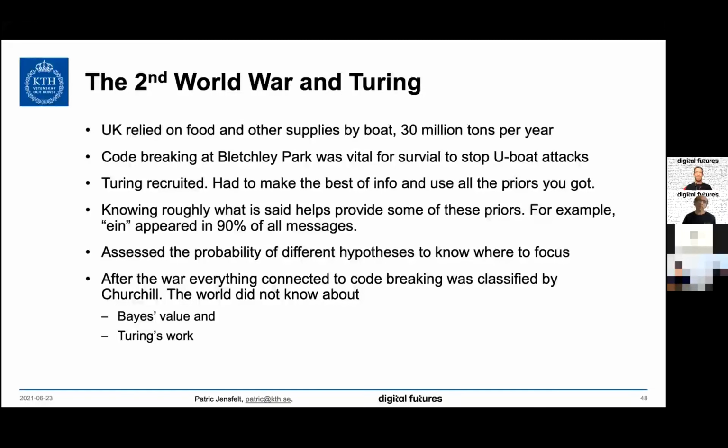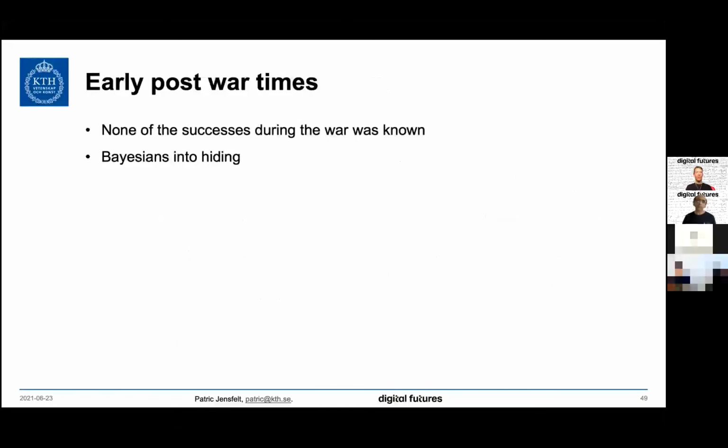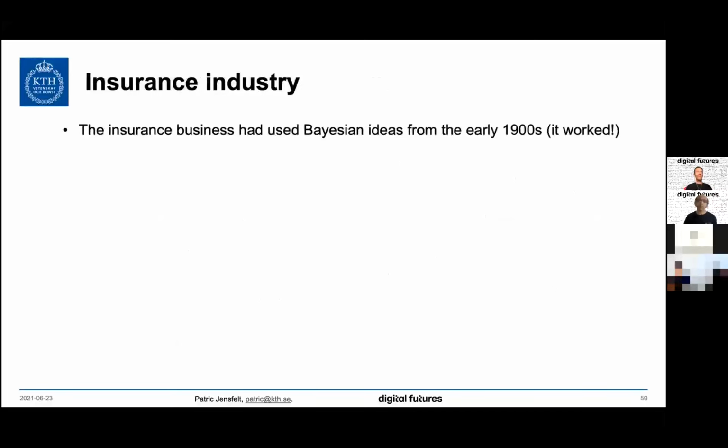All right, so we come after the war. None of the successes of Bayesian methods were known, and the Bayesians had to go into hiding. But then came one very good success, and this was in the insurance industry. And this had actually been using Bayesian ideas from the very start, because it worked.